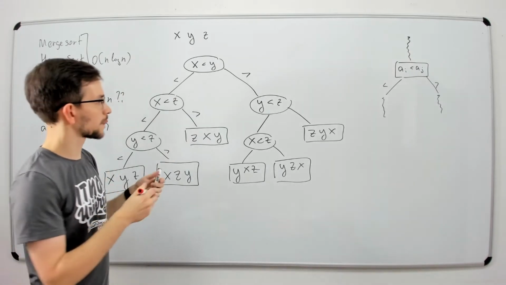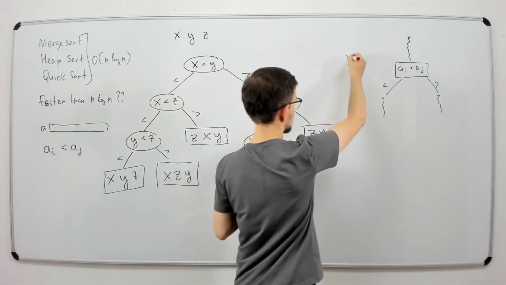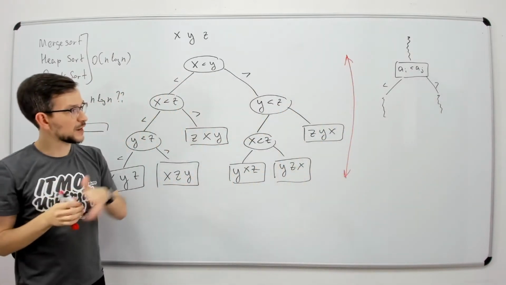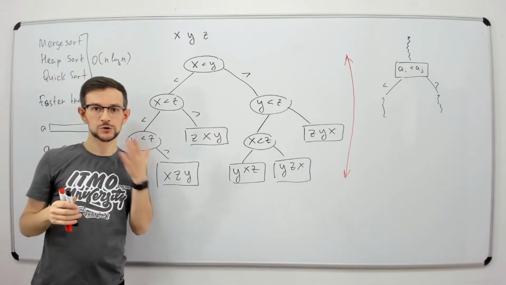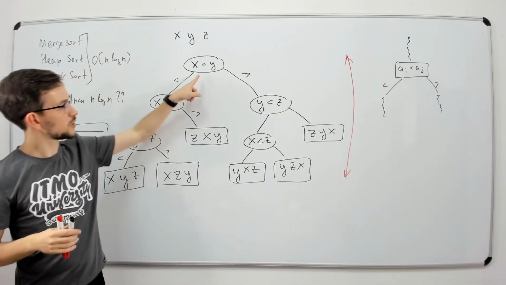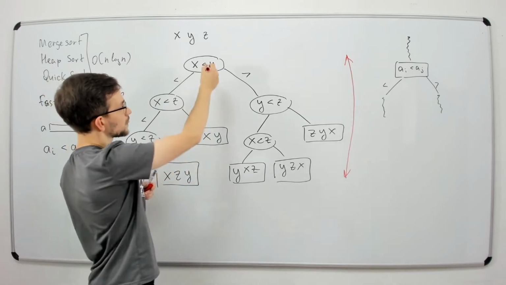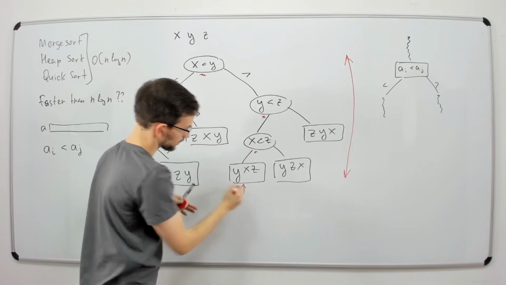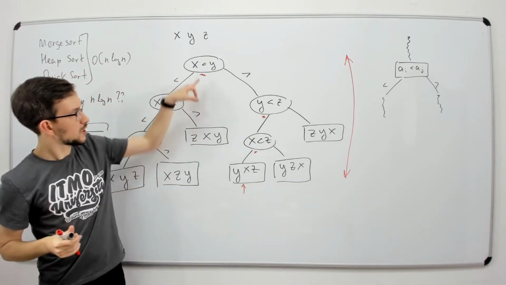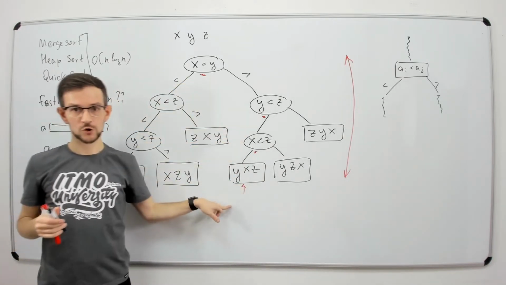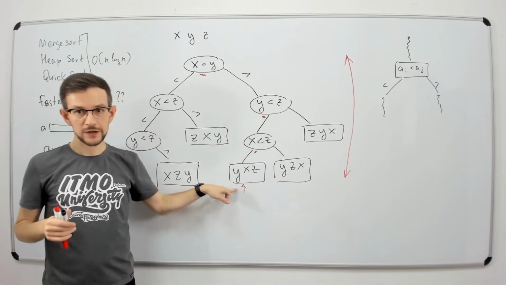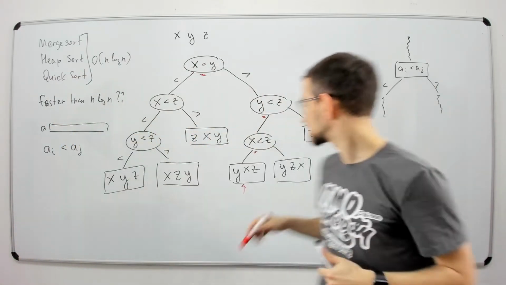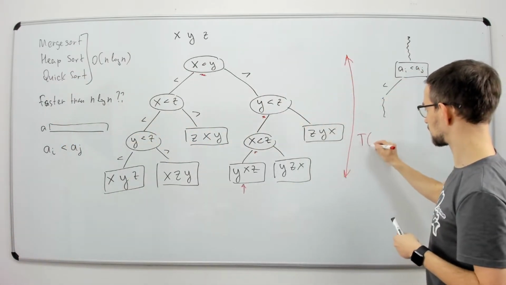What is the height of this tree? The height of this tree is the number of comparisons you need to make to achieve the goal. So if, for example, you start from here, you compare these elements, compare these elements, compare these elements, and go here. So the number of operations you make to get here is the height of this tree. Right? So this height is equal to the time of your algorithm.